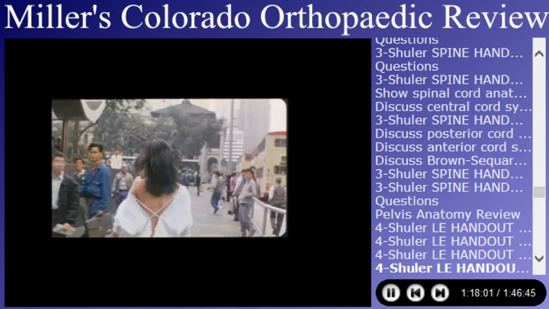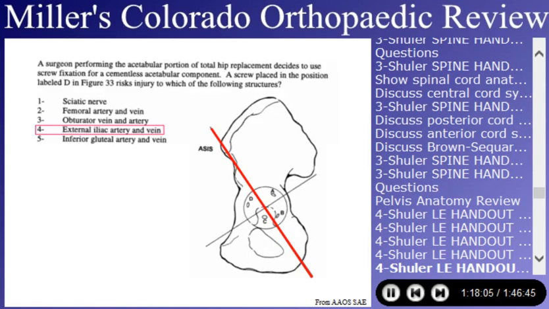And the reason why I put that there is this is the one that they're going to get you on, okay? The easy way to remember it, find your anterior superior iliac spine, draw your bisector to acetabulum. Everything posterior is good, everything anterior is bad. So what's the label D in this diagram? What are you going to hit? So there you draw your bisector, label D. External iliac artery and vein.